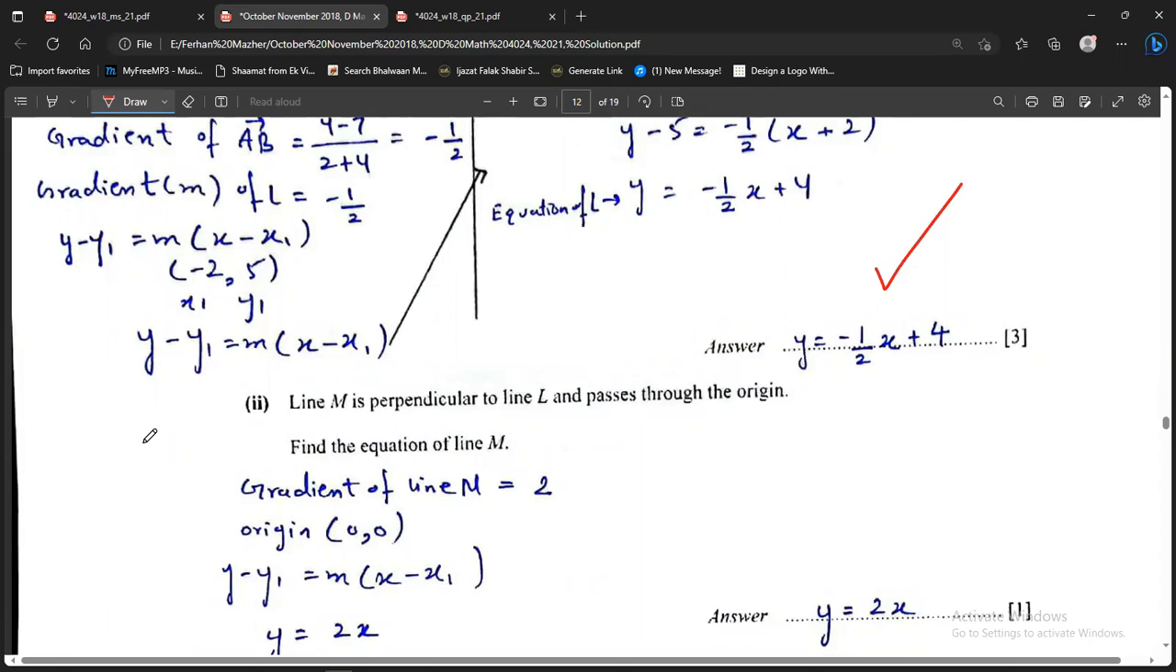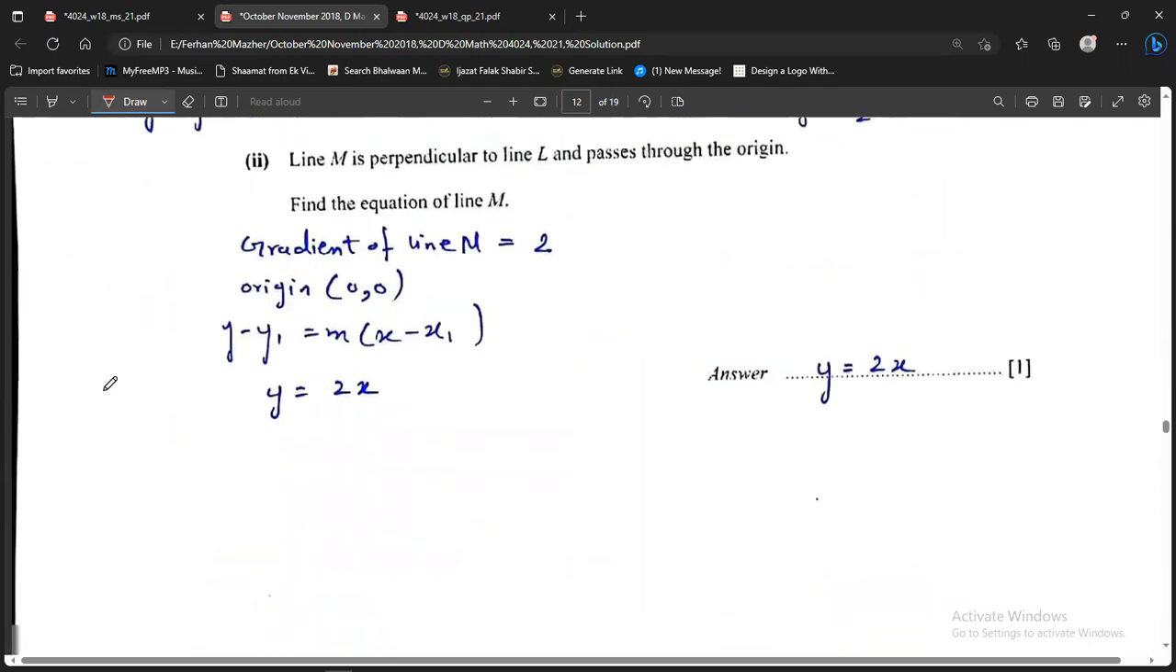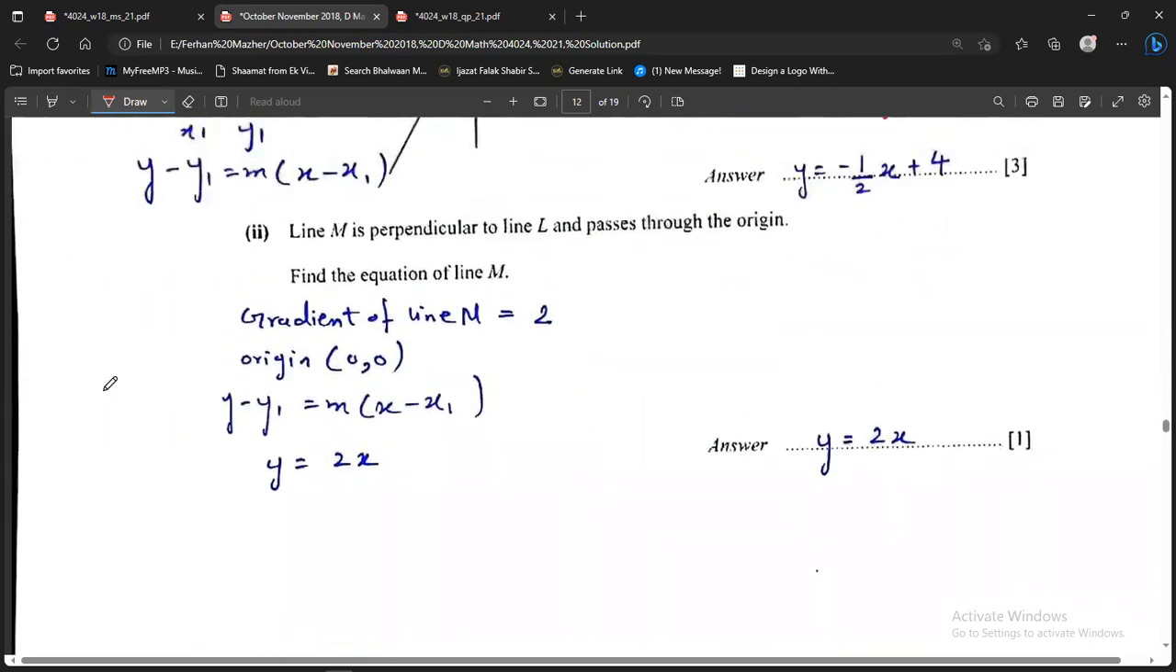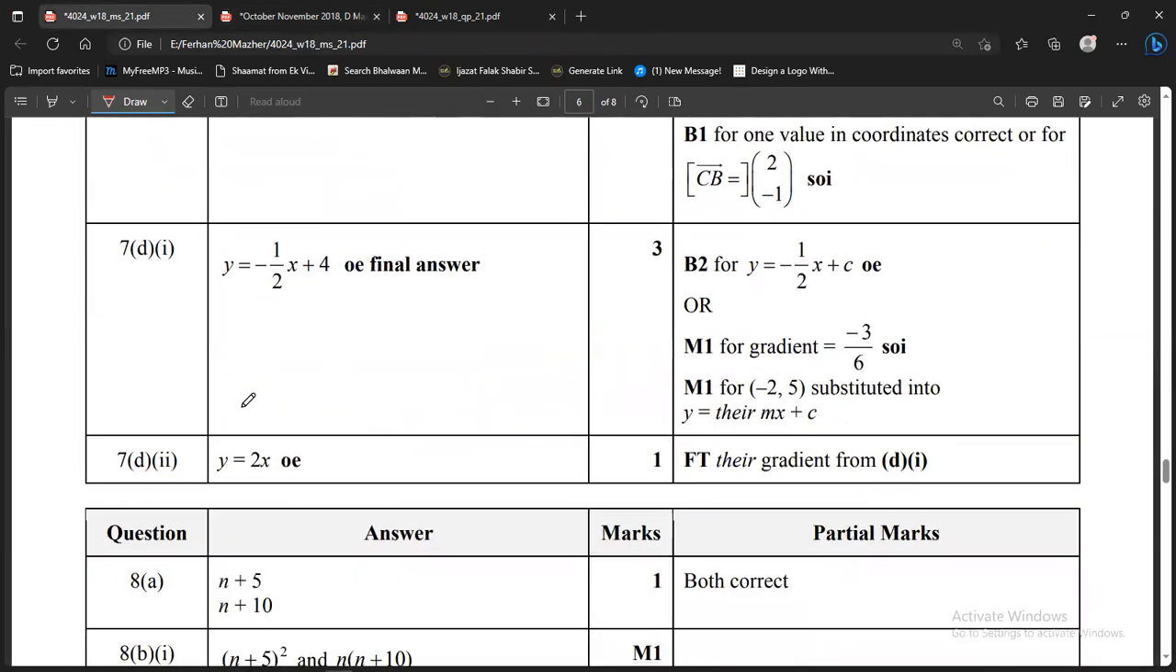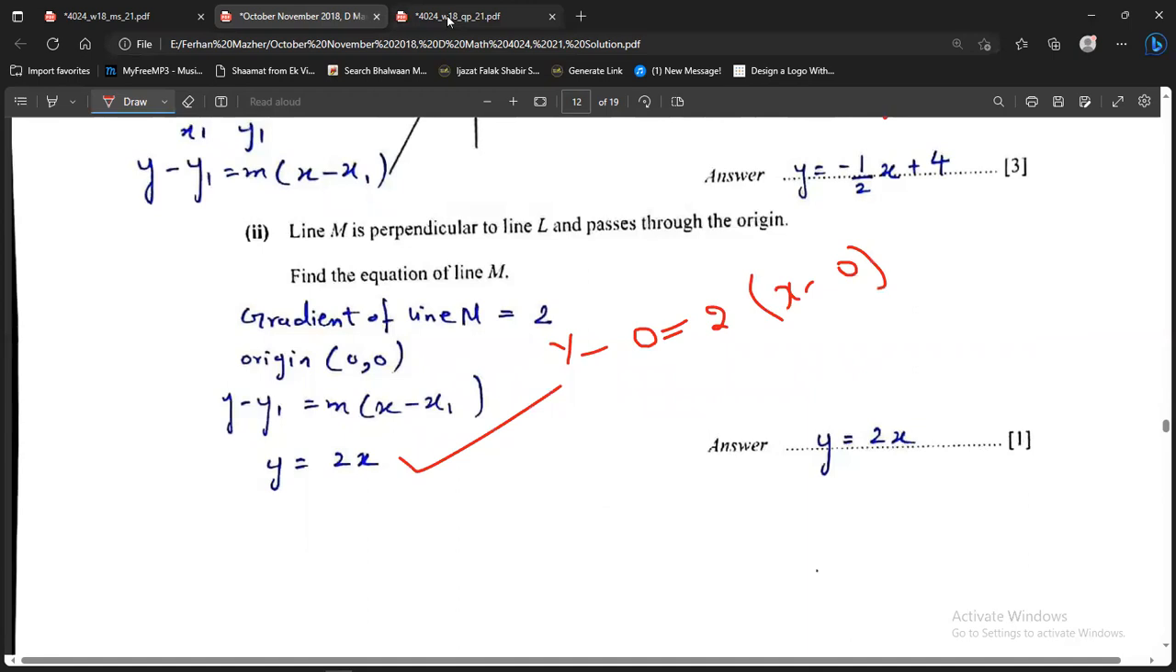And it passes through the origin, so it's passing through (0, 0). So the equation of the line M will be y minus y1 equals m bracket x minus x1. So just put the values there. y minus 0 equals 2 bracket x minus 0. So you will have y equals 2x. So y equals 2x is the equation of the line. So we are done with question number 7.